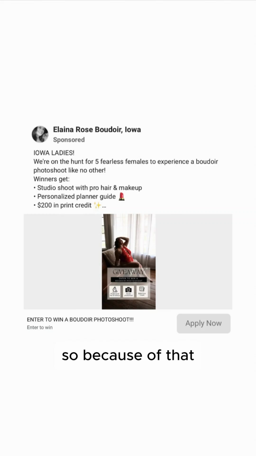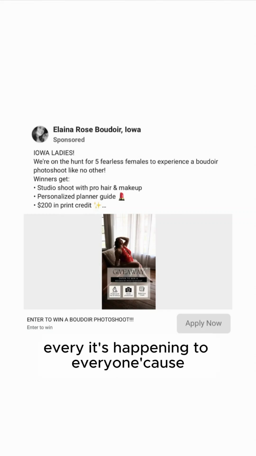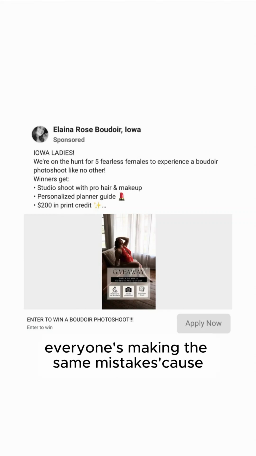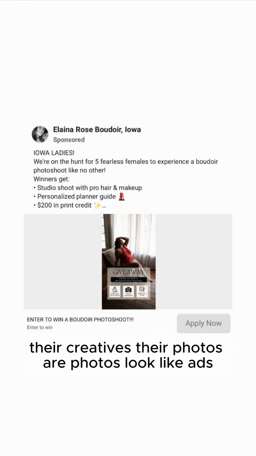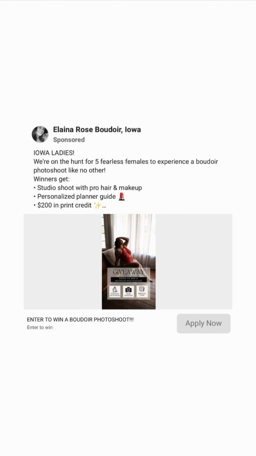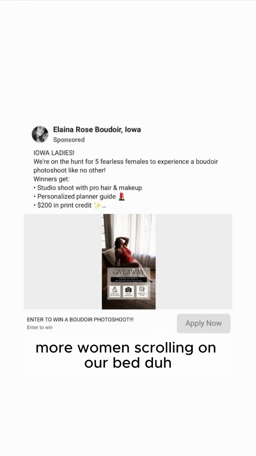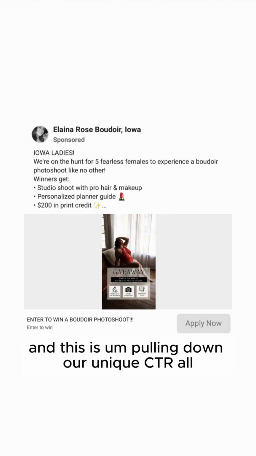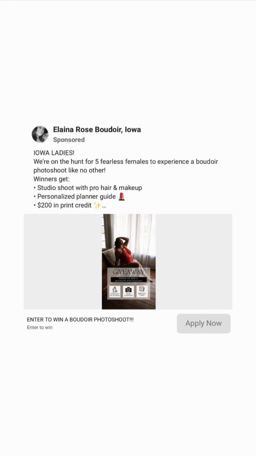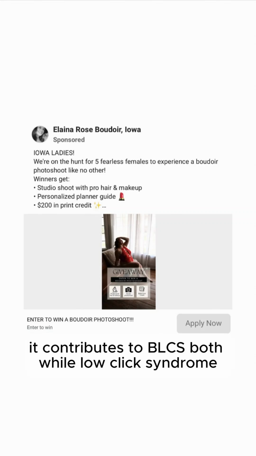So because of that, it's happening to everyone because everyone's making the same mistakes because everyone's ads look like ads, or at least their creatives. Their photos look like ads. So consequence of this, way more women scrolling our Boudoir Facebook ads than necessary. And this is pulling down our unique CTRL. When it's pulling down our unique CTRL, it contributes to BLCS, Boudoir low click syndrome.